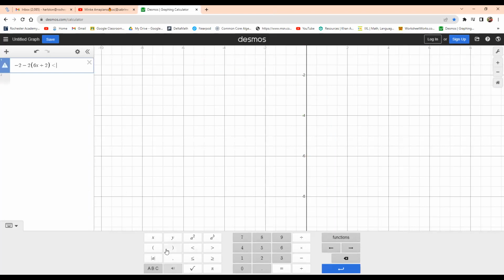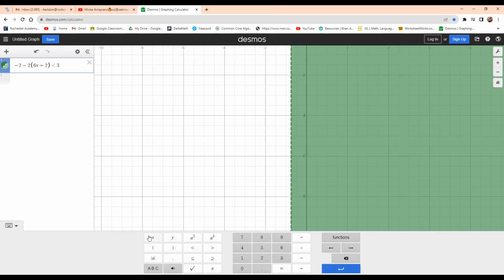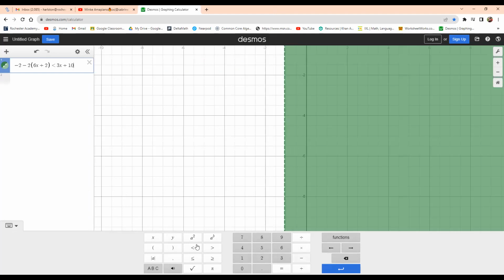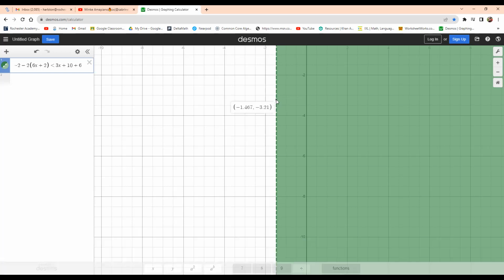And then we've got 3x plus 10. Where's the plus 10? Plus 10 plus 6. All right, now notice this one is not a solid line. It is a dashed line, and that means that we don't have an equal sign. But now all we have to do is click on it, and you can see that the number is negative 1.467.